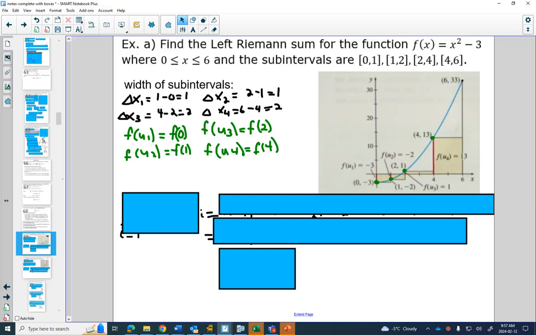Our first point, f of 0, is negative 3. Our second point would be f of 1. That one's going to be at negative 2. Our third point is f of 2. And our fourth point is f of 4. So in green here, in each interval, we're using the left x value for the left Riemann sum.